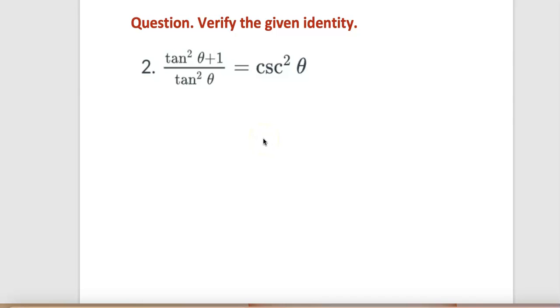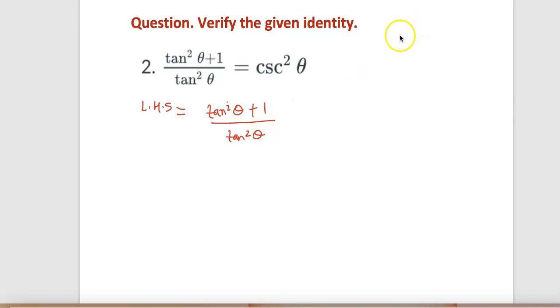Now our next question again is the same, verify the given identities. So we have to verify tangent square theta plus 1 divided by tangent square theta is equal to cosecant square theta. So let's start working on this. I will start from the left hand side over here. So this is my tangent square theta. Okay, let me rewrite it over here: tangent square theta plus 1 divided by tangent square theta.